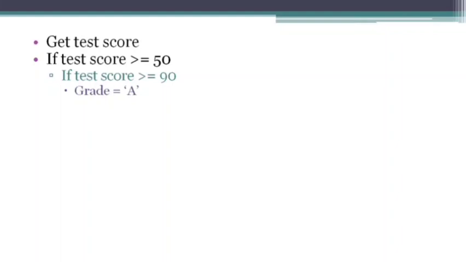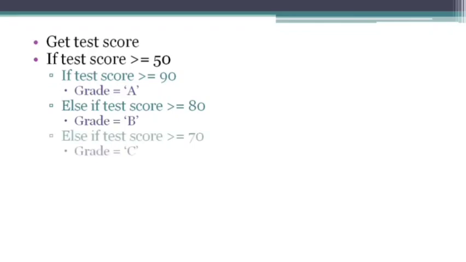That means if the marks are 90 or more, the student will get grade A. The else if, that means the elif in Python, is to check if the test score is greater than or equal to 80. That time we give the grade as B. Next we check the else if part to see if the test score is greater than or equal to 70. That time we give the students a grade C. Next we check if the test score is greater than or equal to 60. That time we give the grade D.